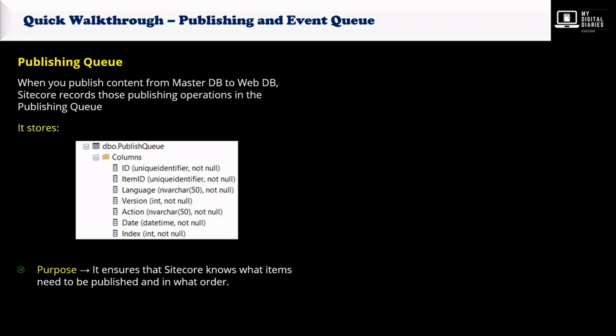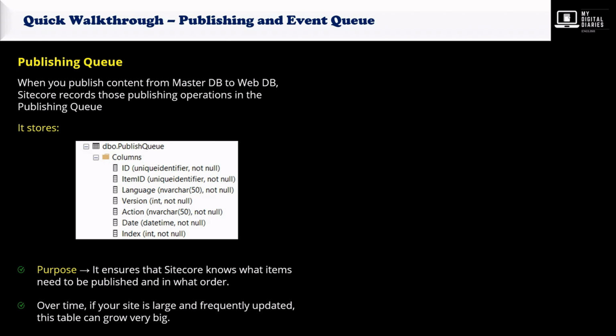Purpose of the publishing queue, why do we need this table? It ensures Sitecore knows exactly what needs to be published in what order. Without the publishing queue table, publishing would be chaotic, especially in a large, content heavy system.